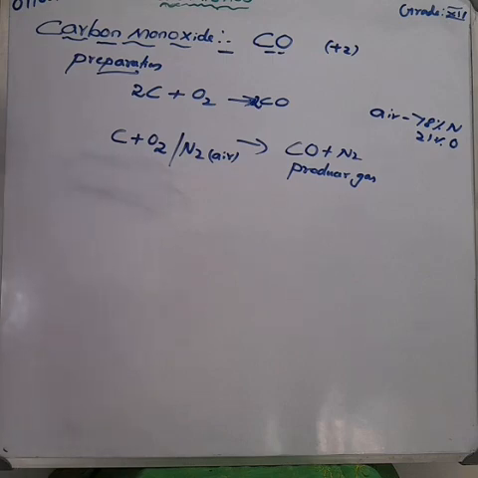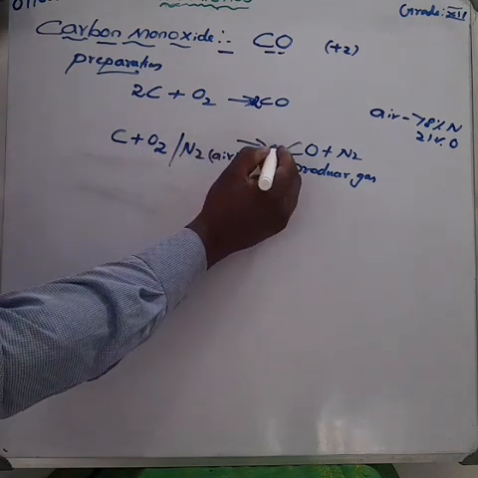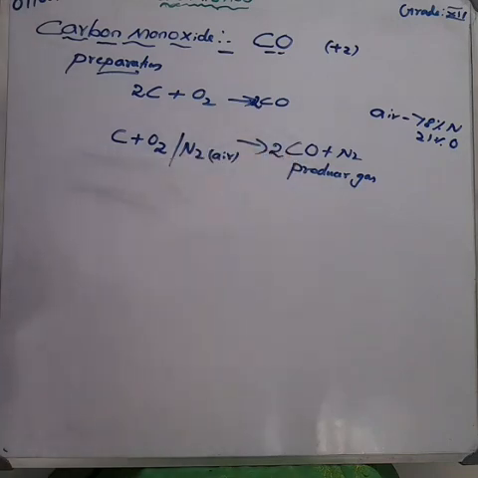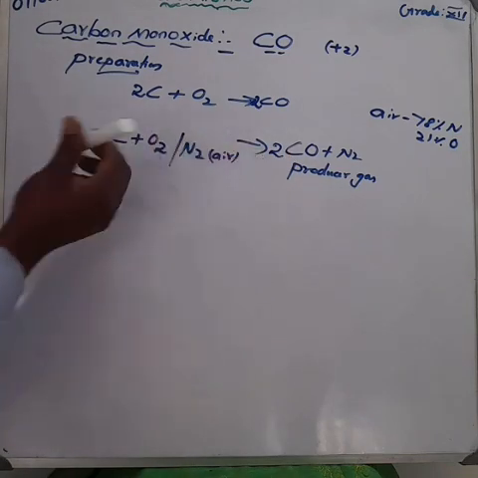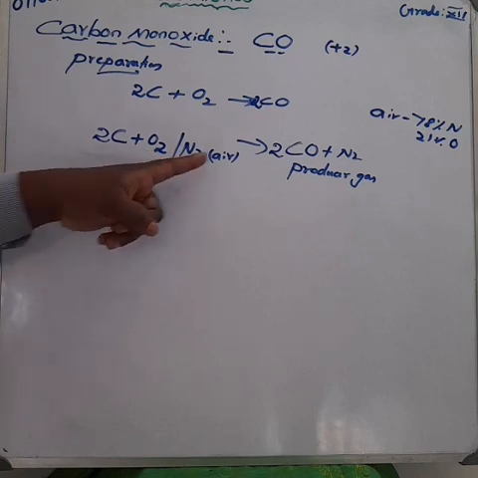How can you balance the equation? The reactant side has 2 oxygen, but the product side has only 1 oxygen. So make the product side 2 oxygen. Now how much carbon is there? 2 carbon. So make the reactant side 2 carbon. Now the equation is balanced. So the mixture of dinitrogen and carbon monoxide is called producer gas.